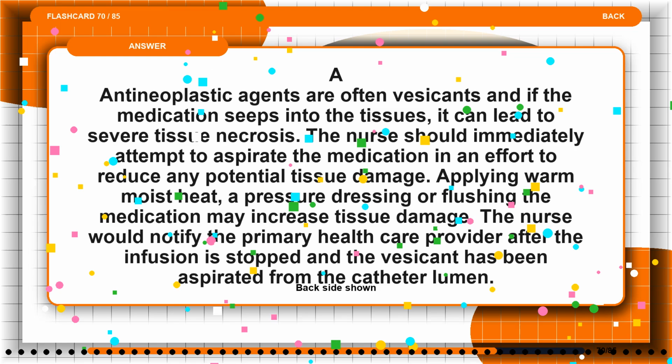The answer is antineoplastic agents are often vesicants, and if the medication seeps into the tissues, it can lead to severe tissue necrosis. The nurse should immediately attempt to aspirate the medication in an effort to reduce any potential tissue damage. Applying warm moist heat, a pressure dressing, or flushing the medication may increase tissue damage. The nurse would notify the primary healthcare provider after the infusion is stopped and the vesicant has been aspirated from the catheter lumen.